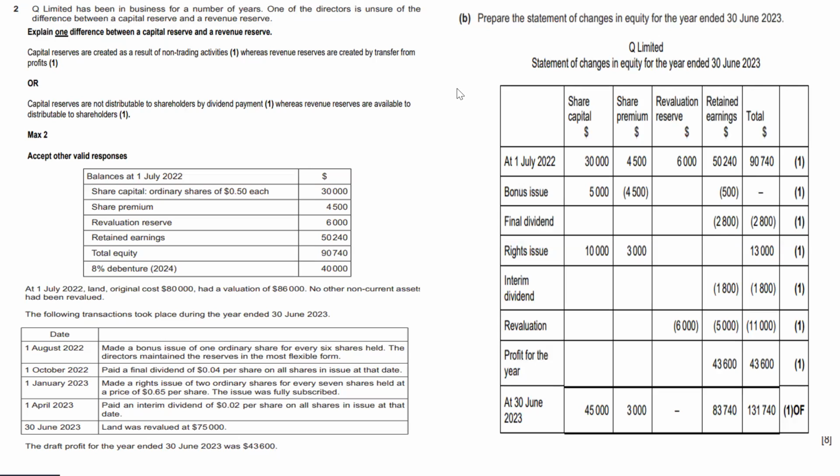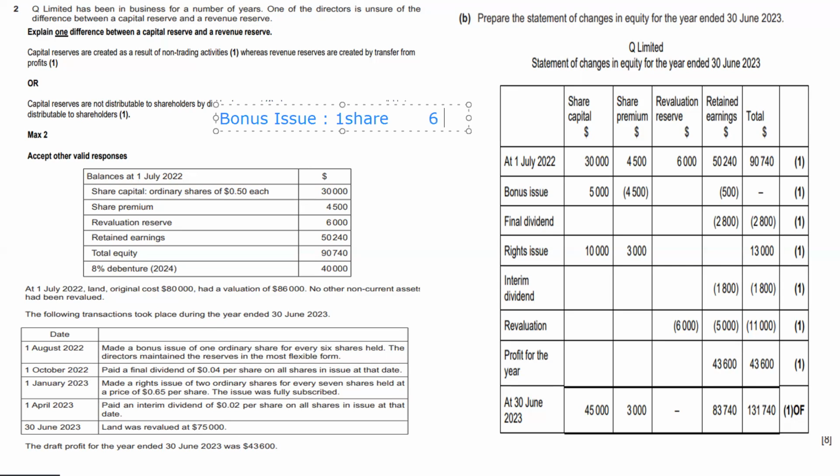Now go ahead. It said on 1st August 2022 made a bonus issue of one ordinary share for every 6 shares held. The directors maintain the reserves in the most flexible form. Can you tell me the meaning of maintaining reserves in the most flexible form? So if there's not enough in share premium, you'll minus it from either general reserves or retained earnings. So first you will use capital reserves. So what is the thing for bonus issue? It is one share for every 6 held.